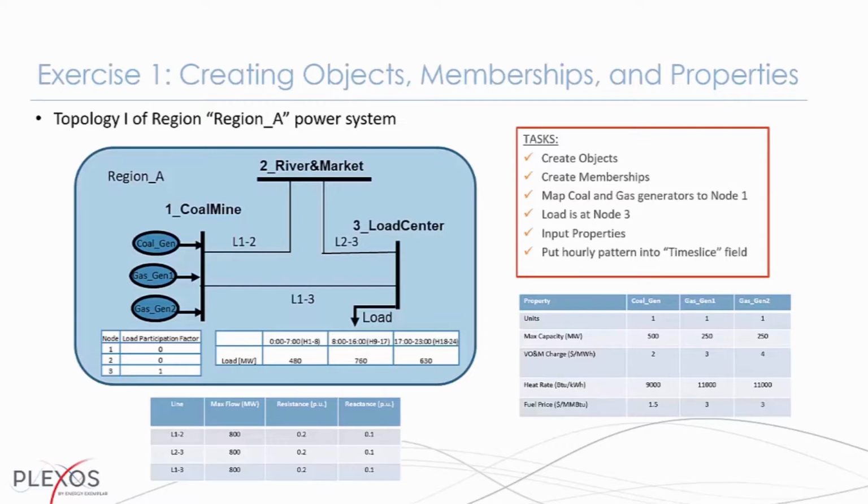And we have another node which is called river and market, and node 3, load markets, where we have load with the hourly pattern. The task is to create objects, create these memberships, and map all generators, and locate the load at node number 3, input all the properties, and put the hourly pattern in the time slice field. You may pause the video and practice, and resume after you're done.